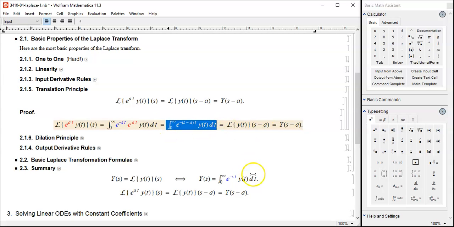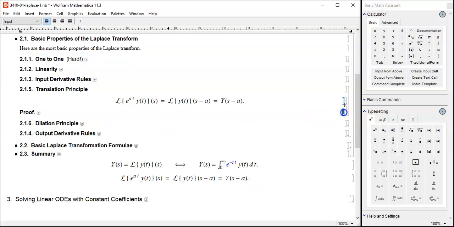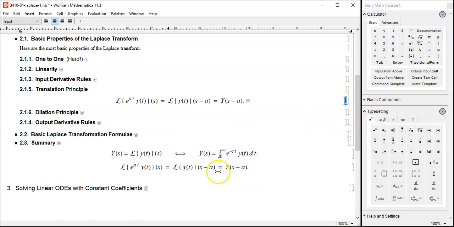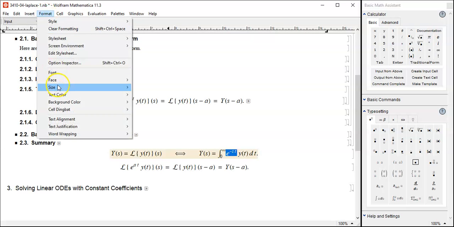So what do we have? Compare this with the definition, what do we get? Exactly the same except s versus s minus a. So this expression must be the Laplace transform of y of t, except instead of s, we have to get s minus a. So instead of capital Y of s, we get capital Y of s minus a. It's a translation. The proof is simple, but it's useful, so please remember this.